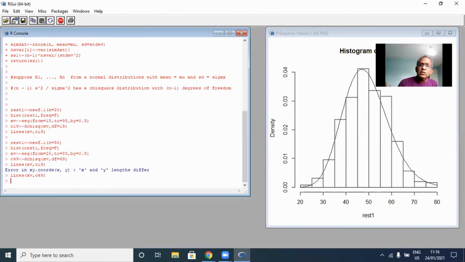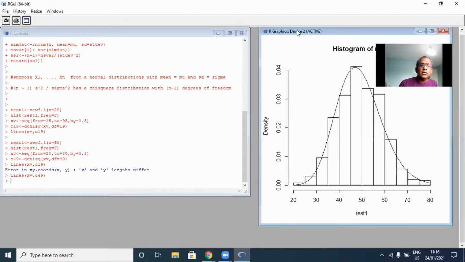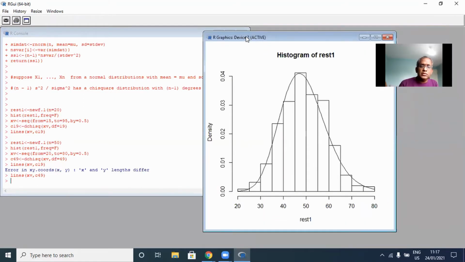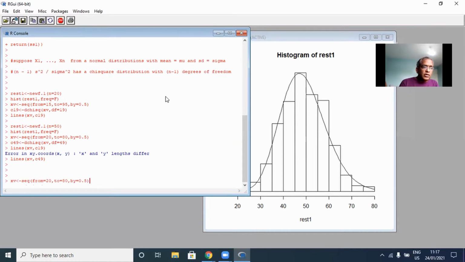You see, once again the fit is pretty good. The fit of the chi-square density on top of the histogram of the simulated data. According to the theoretical result, the simulated distribution of this should approximate the chi-square distribution. Finally, let's take n to be 100.